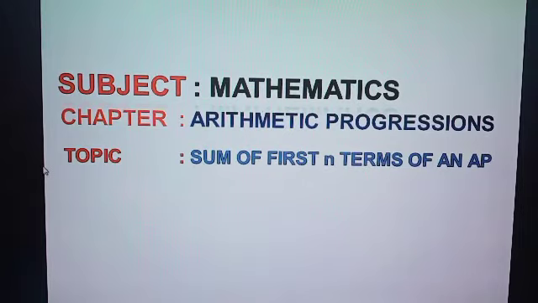Today in today's maths class we are going to discuss the last topic of arithmetic progression, the sum of first n terms of the AP.